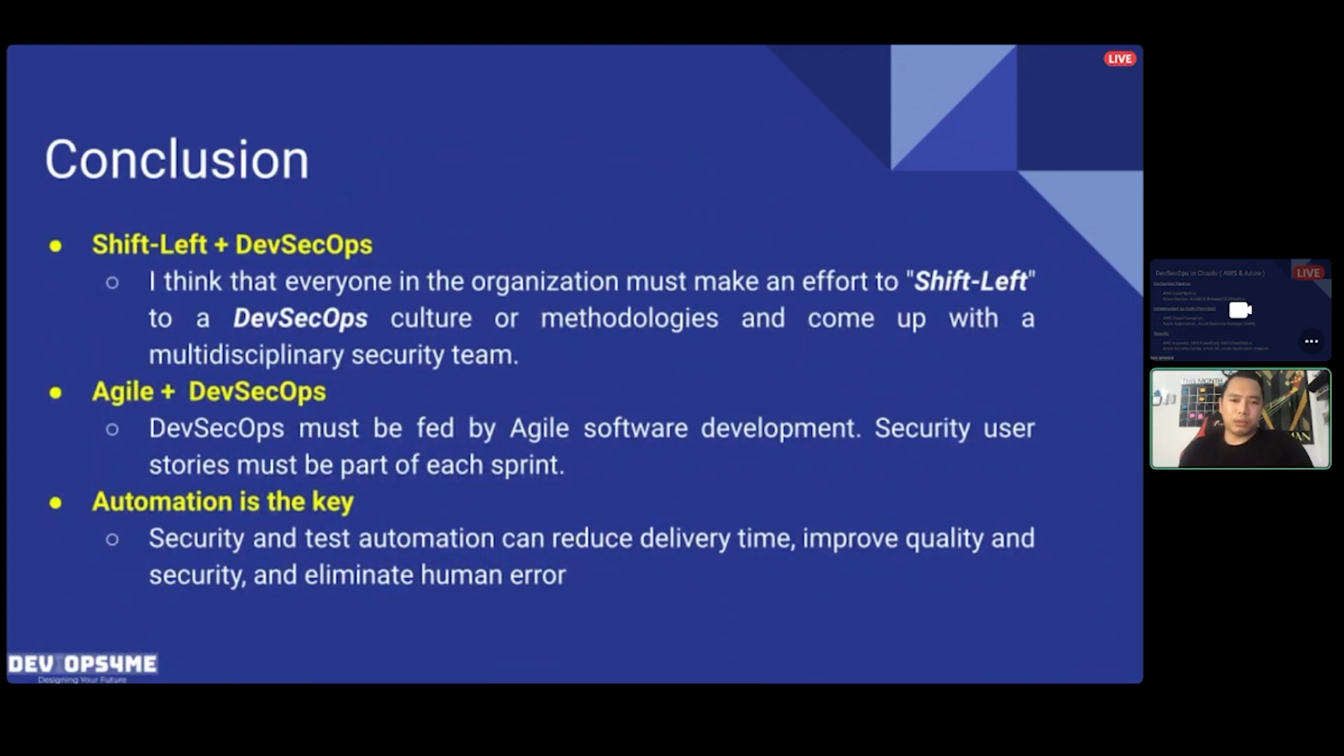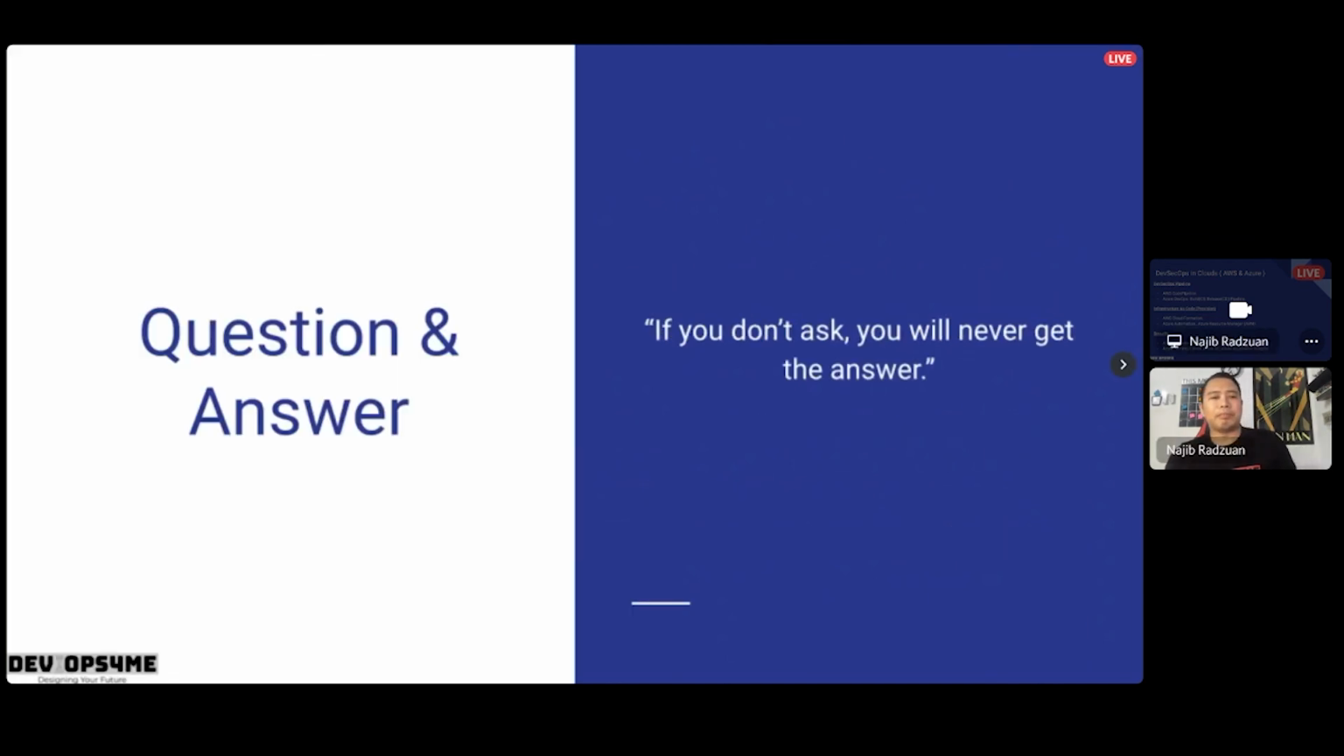So that comes down to my conclusion. We need to shift left and implement DevSecOps. I think everyone in the organization must make an effort to shift left to the DevSecOps culture and methodology, and come up with a multidisciplinary security team. Agile plus DevSecOps is a must, by feeding agile software development with security planning and user stories for each sprint. Automation is always the key, because if we have automation, security and testing can reduce the delivery time, improve quality and security, and eliminate human error.